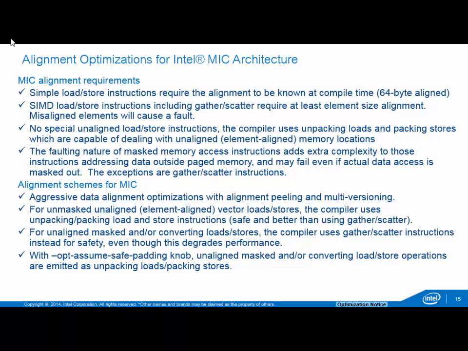So for Xeon Phi, if you use the vector instruction for the simple vector load and store, it always requires the data to be 64-byte aligned to get the best performance. That's the first requirement. And any SIMD instruction on the Intel Xeon Phi requires at minimum element-wise alignment. Otherwise, there's a faulting error. I will talk about what a faulting error is.